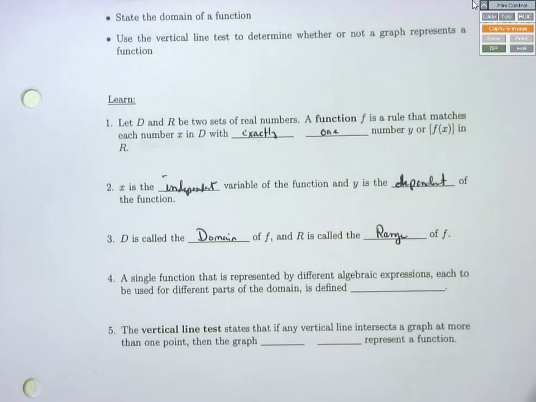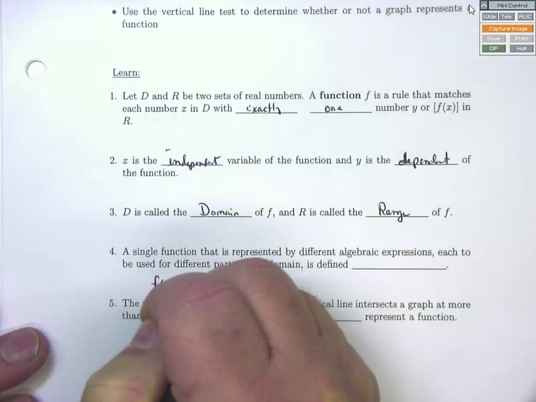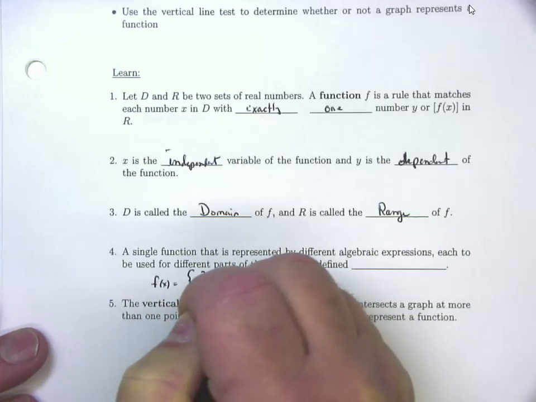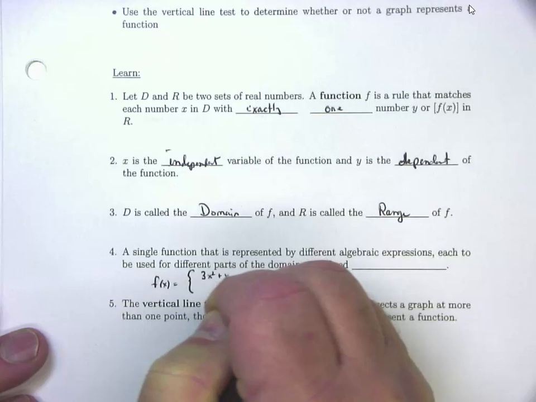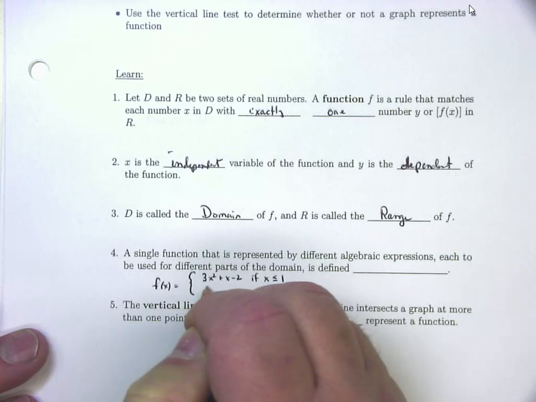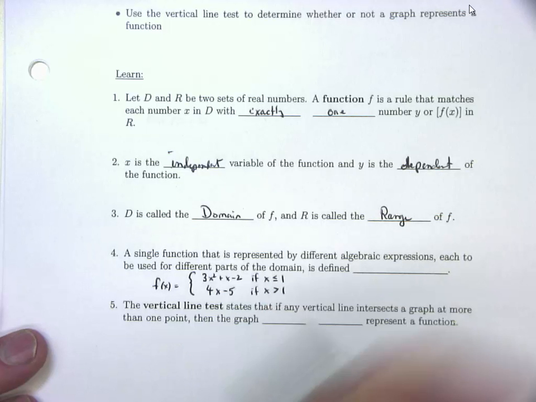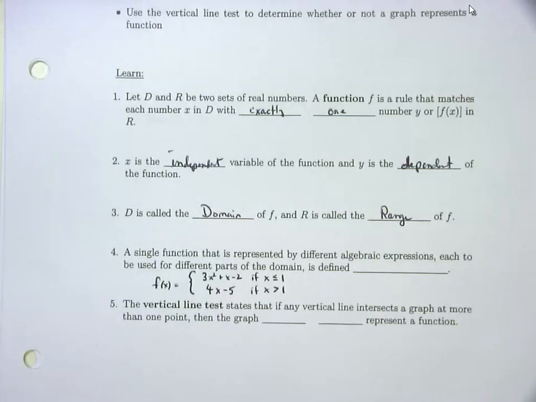A single function that is represented by different algebraic expressions to be used for different parts of the domain is defined as what? Let me give you an example of one. Something like f of x is equal to 3x squared plus x minus 2 if x is less than or equal to 1, and 4x minus 5 if x is greater than 1. This is what they're talking about: a single function represented by different algebraic expressions.